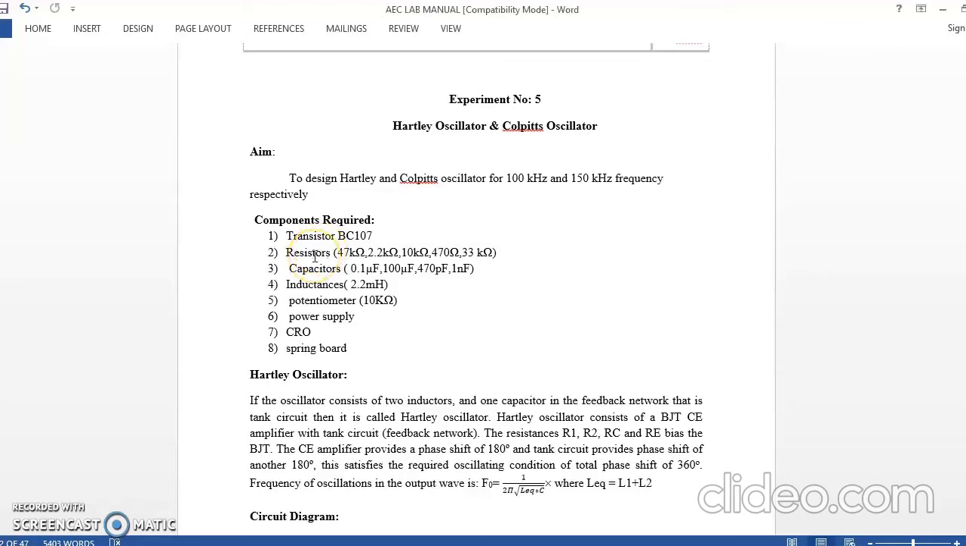To design Hartley and Colpitts oscillator for 100 kHz and 150 kHz frequency respectively. Components required are transistor BC107, resistors, capacitors, inductances, potentiometer, power supply, CRO, and breadboard. So let us see the design of Hartley oscillator first.